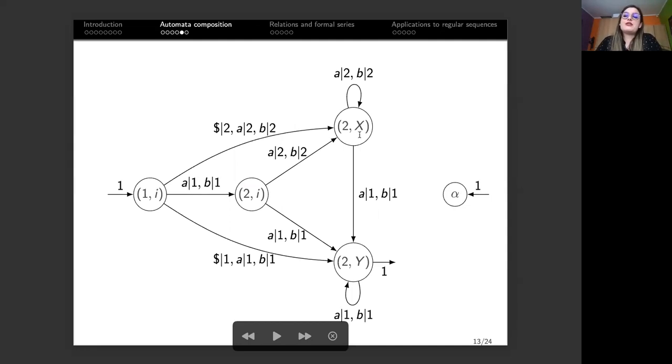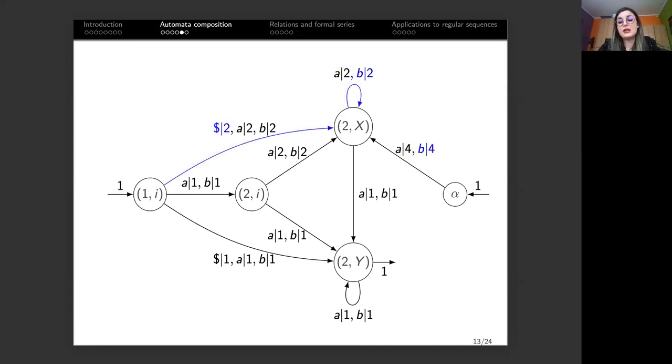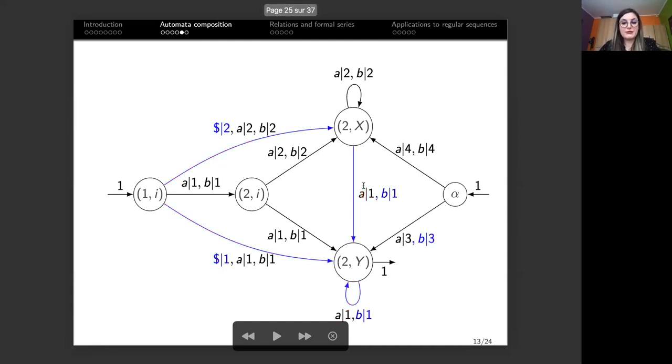So alpha can go to 2x because from 1i, the unique initial state, we can go to 2x with the word $A. That is the only possibility. So we multiply by the initial weight, 2 times 2, and we have the transition from alpha to the state with weight 4. We have the same for B, but from alpha to 2y it's a little bit different because we have the path $A with weight 1, but we also have the path $A with weight 2. Sorry, I said 3, but it's 2 here. So 1 plus 2 is 3, and we multiply that by the initial weight, and we have 3. And the same for B.